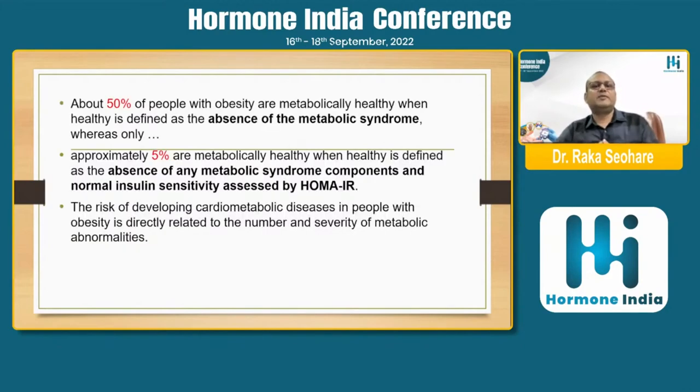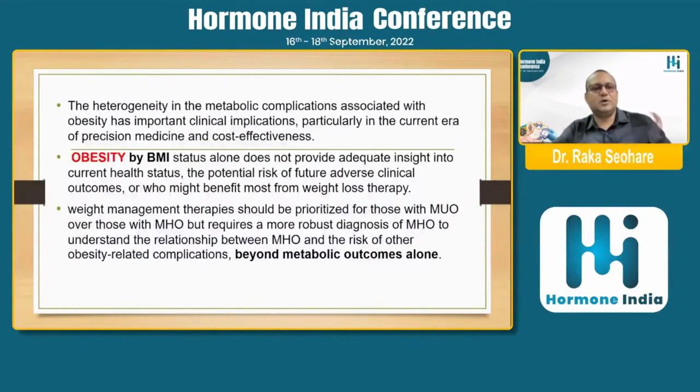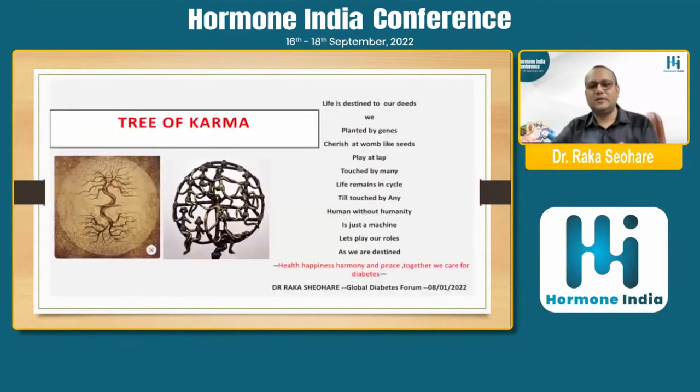About 50% of the population with obesity are metabolically healthy in the absence of metabolic syndrome, whereas only 5% are metabolically healthy when healthy is defined as the absence of any metabolic syndrome components and normal insulin sensitivity assessed by HOMA-IR. So these are eponyms, these are smart categorizations, but we need to be very specific.